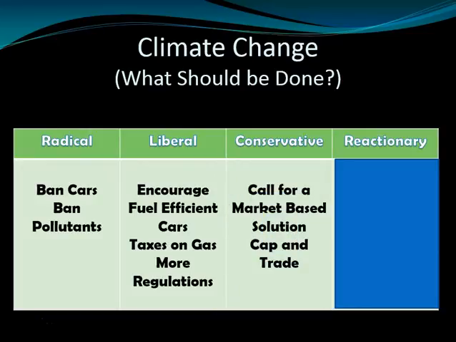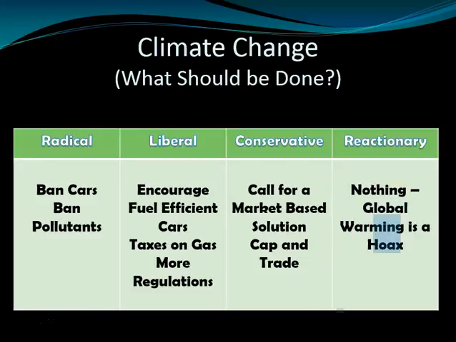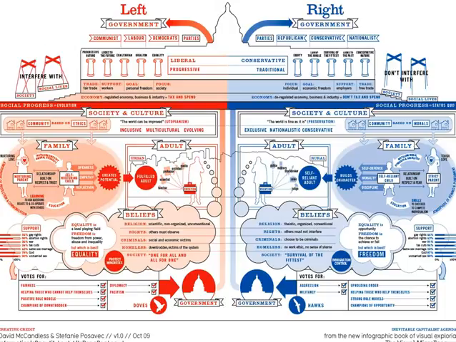A conservative would say that we should have a market-based solution, such as cap and trade. What that means is we should limit pollution at the current levels that each company has, and if companies want to sell the right to pollute to other companies, then they can do so. And a reactionary would say that global warming is a joke. There's no such thing as global warming, and so we shouldn't really even deal with the issue.